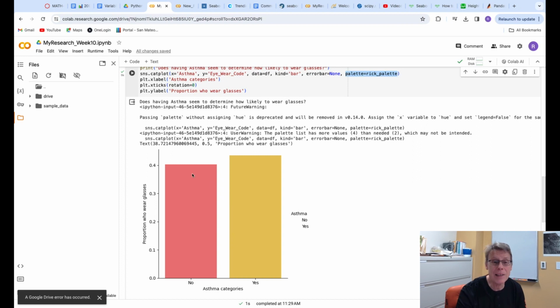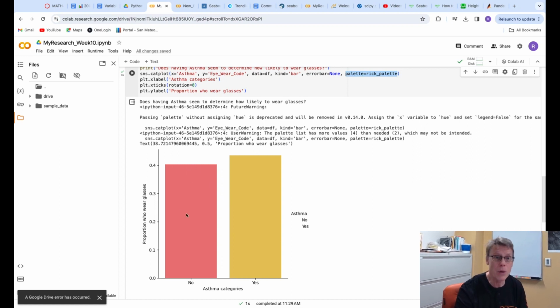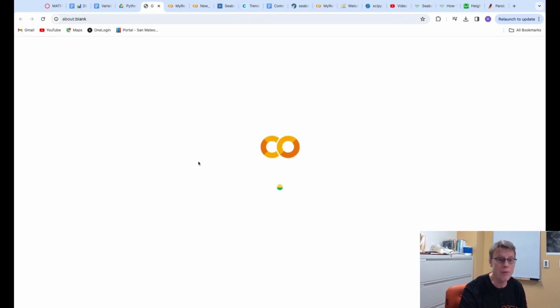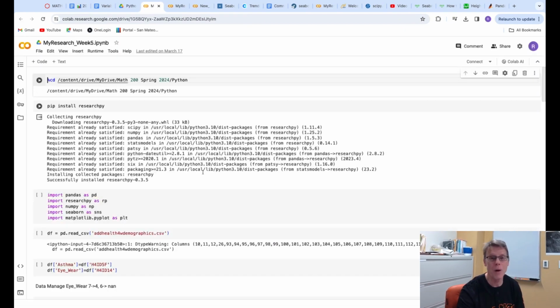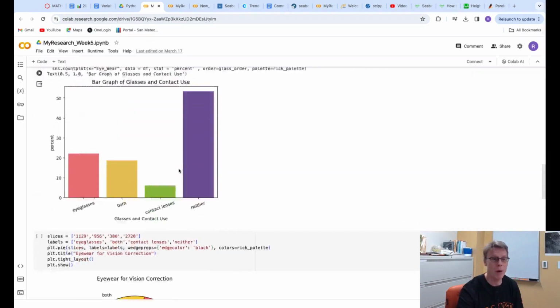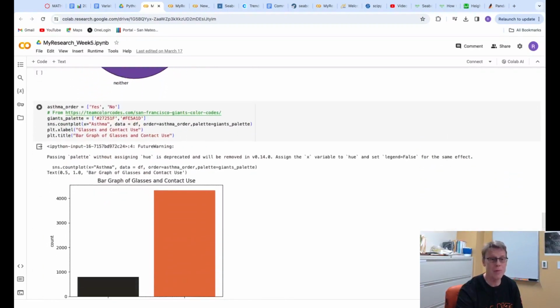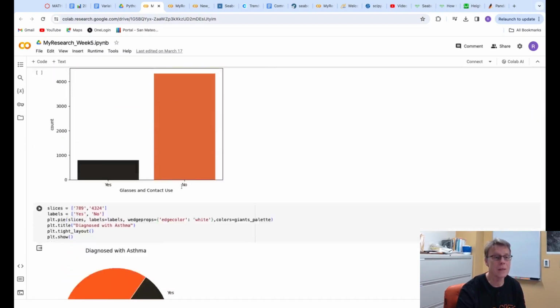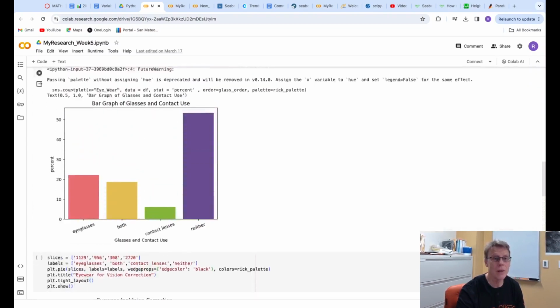In fact, it can't possibly be what this is saying because only 40% here for the no category and just a little bit more than 40% for the yes category. That doesn't add up to 100%. I kind of want to open up my week 5 again and show you what that bar chart for the asthma variable looked like. Here it was. No, that's glasses and contact use. Hold on. Where is it?